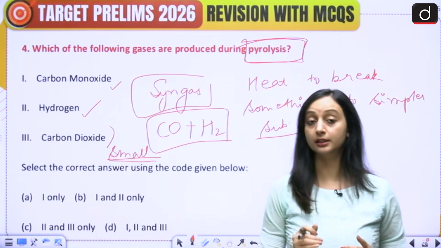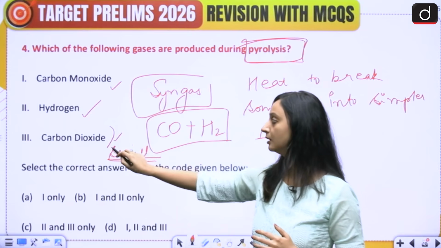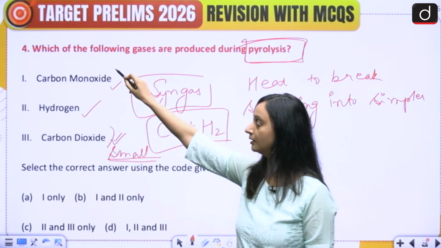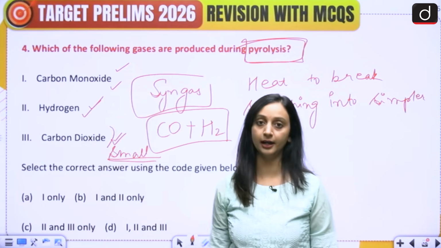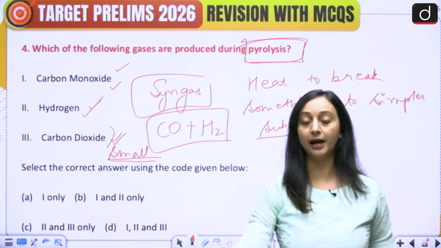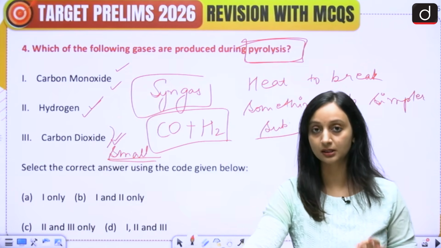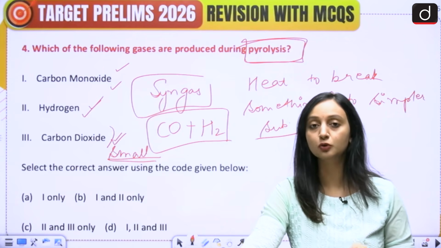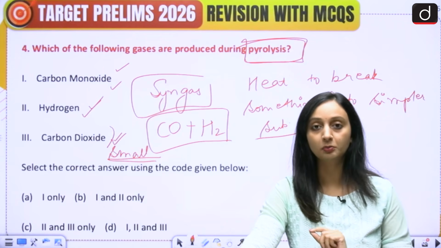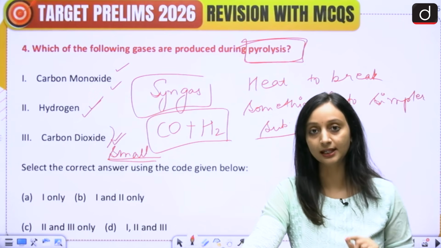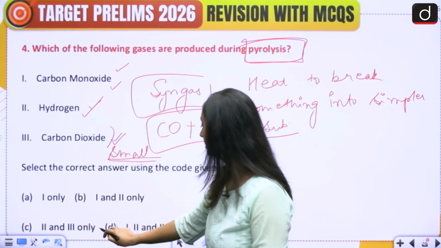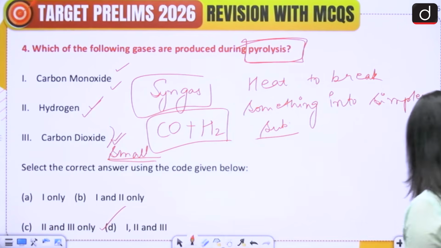So this carbon dioxide is also generated, though in a very small quantity. Our major gases over here are carbon monoxide and hydrogen. So when we talk about pyrolysis, it is about breaking down a substance into smaller substances by making use of intense heat, and we are not burning anything, we are only making use of intense heat. Okay, so all the three are being produced. Correct answer option D.